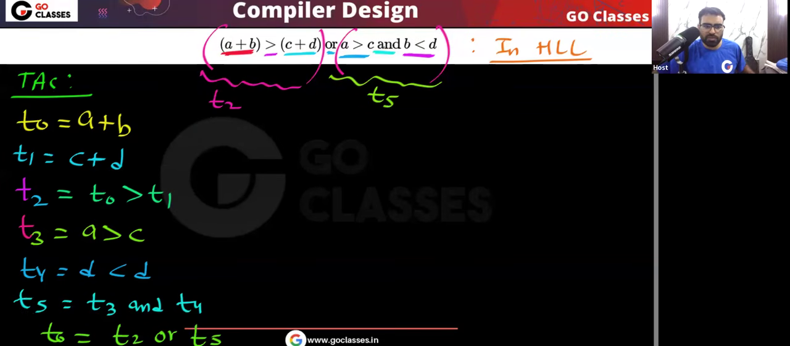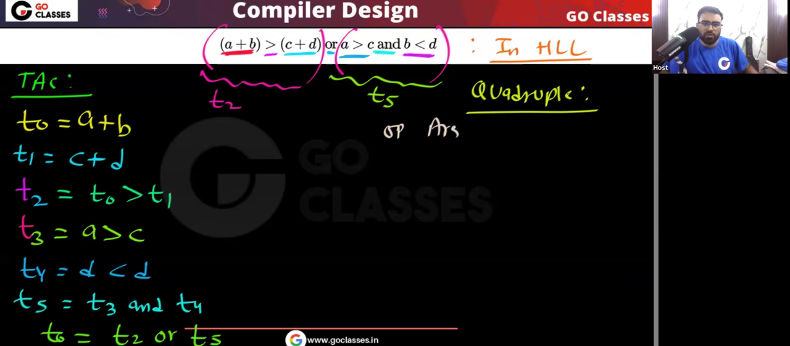Now, can you find what will be the triple representation and what will be the quadruple representation? Tell me. Let's see what will be the quadruple representation. In the quadruple representation, we have four fields: operator, argument 1, argument 2, and result.